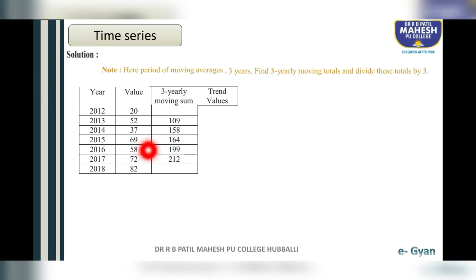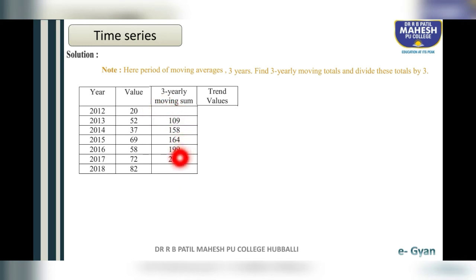Again you take 3 values: 58 plus 72 plus 82. 58 plus 72 plus 82 is 212. If we leave 58, here we have only 2 values, so you stop here. Like this you have to add these values to get the 3 yearly moving sum.